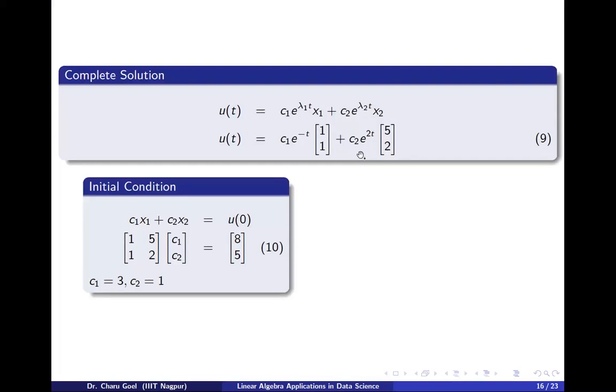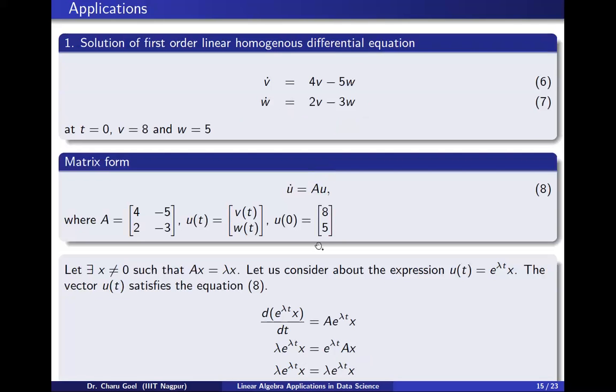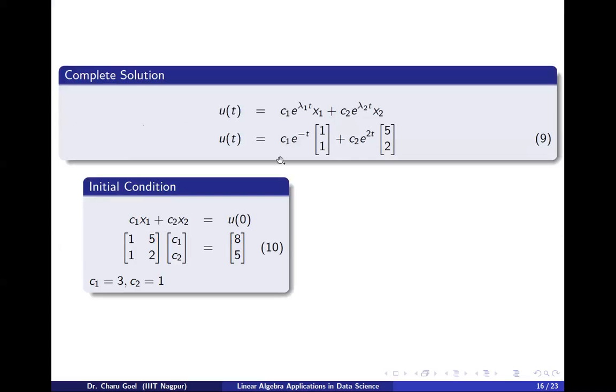So this is the general solution. For a particular solution, what was given to us? U at 0 is (8, 5). So at t equal to 0, v is 8 and w is 5. Let us use that. Substituting t equal to 0 gives c1 x1 plus c2 x2 equal to (8, 5). We can rewrite this as the matrix 1, 1, 5, 2 times the column (c1, c2). The constants c1, c2 cannot be written before the matrix, because matrix multiplication is only defined when a 2 by 2 is multiplied by a 2 by 1.